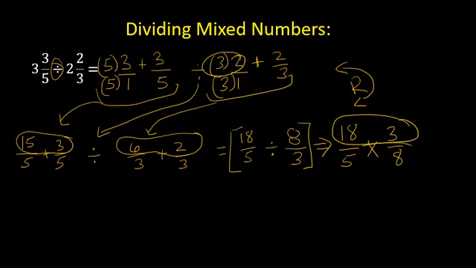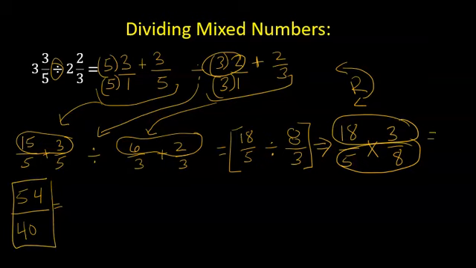Now you just multiply across. That's all, right? So 18 times 3 gives me 54. I'm moving down to the next line because I'm running out of room. And 5 times 8 gives me 40. Right? So here's the thing. This could technically be the answer, right? It's improper.